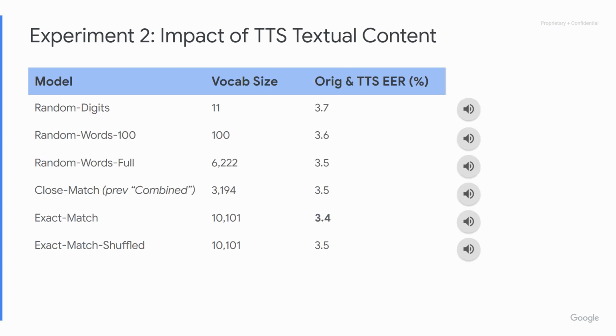In the second experiment, we keep the combined model setup from the previous experiment and only change up the underlying transcript for speech synthesis. The names of the different model variations are pretty straightforward. Random digits are the transcripts of only numerical digits. Random words have transcripts of randomly concatenated words, but just with different vocabulary sizes. The close match is the previous combined case, and exact match is using the transcript, which is simply a subset of the test utterances text. Here it is not the full set because the full set is pretty large, so we only take a subset. This would never happen in reality, but it is an interesting case to study. As for the exact match shuffled, the transcript is the same as exact match, except that there is an additional step of shuffling to reorder the words within each utterance text.